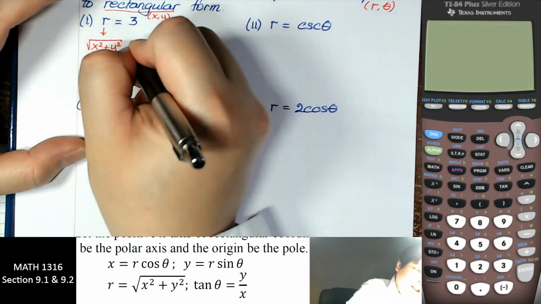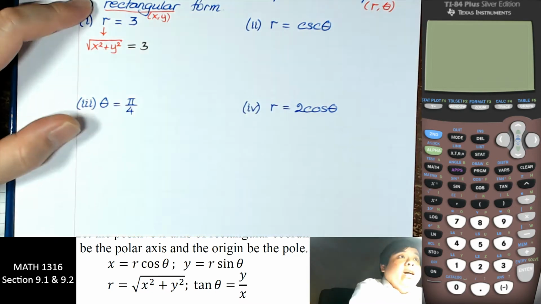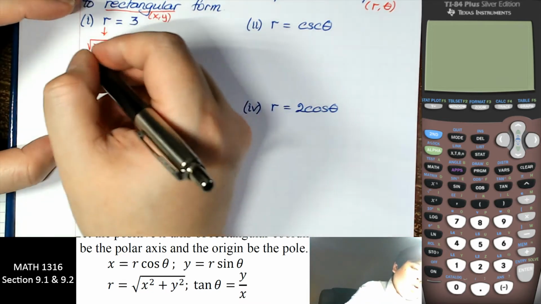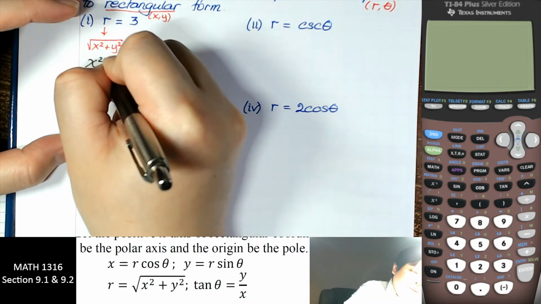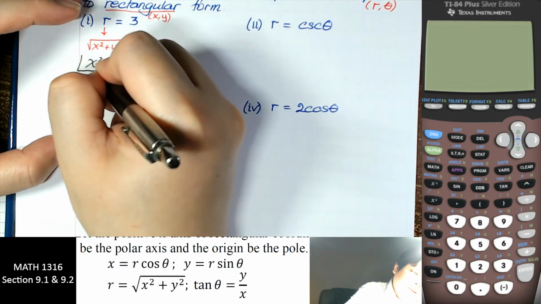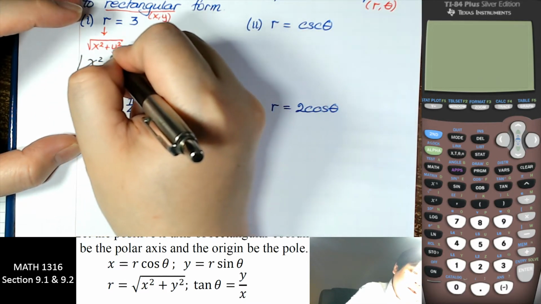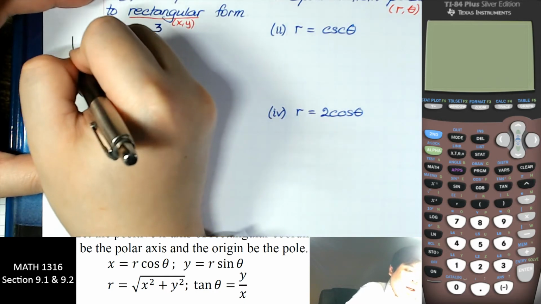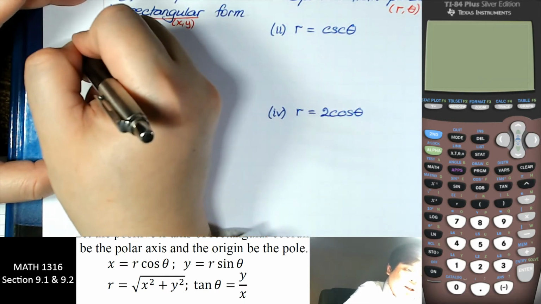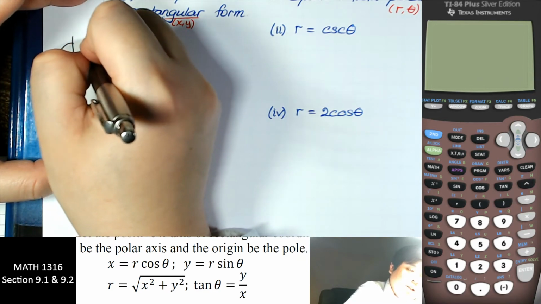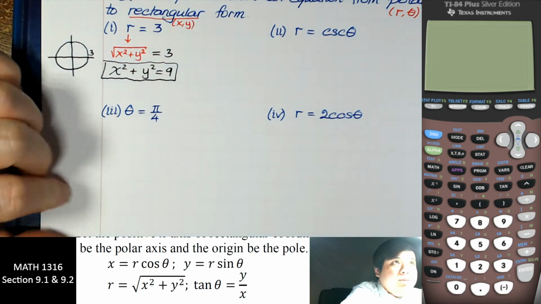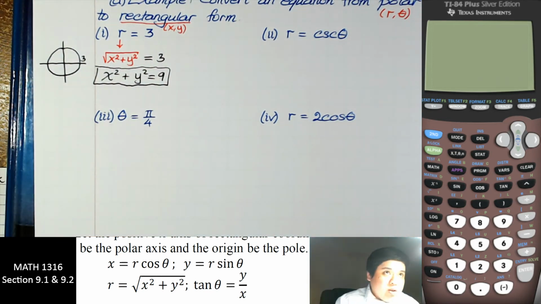Equal to 3. Easy enough, right? Replace r with square root of x squared plus y squared. Square both sides. We have x squared plus y squared equal to 9. And for this one, the graph of that is r equal to 3, meaning the radius is equal to 3. So we have a circle, radius of 3. Right, so that's the first one.